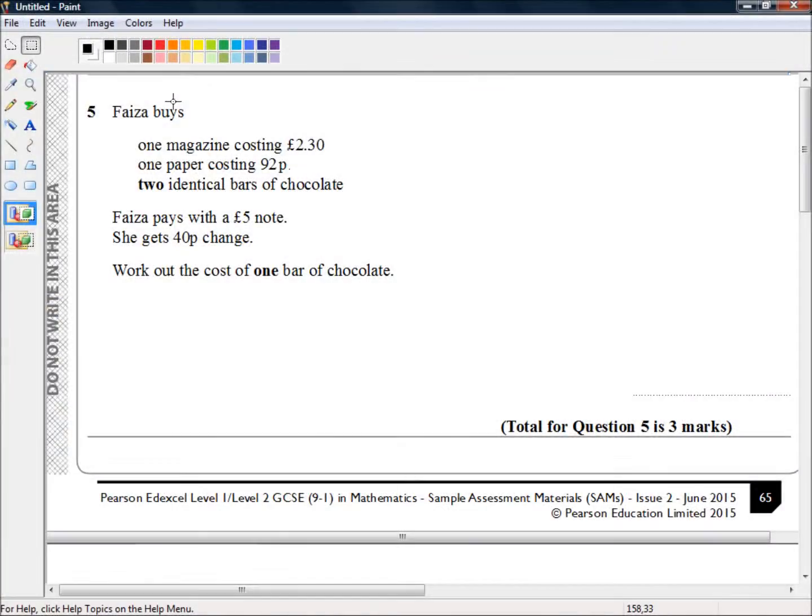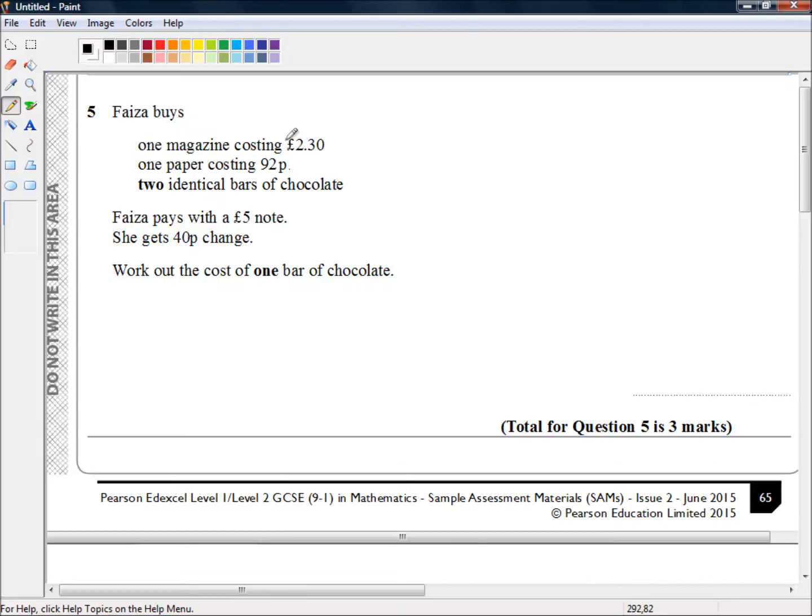Hello and welcome to the new style Edexcel GCSEs. These are the ones that go from grades 9 through to 1. This is the third paper in the foundation tier entitled 1MA1/3F. It is a calculator paper, so we are allowed to use a calculator, and we're picking up in question 5.